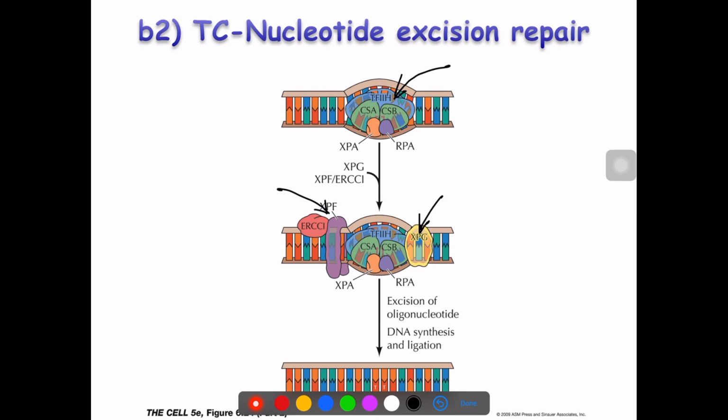and that activity then is going to leave a small nick in the backbone of the DNA that needs to be sealed by the activity of DNA ligase. So it's exactly the same mechanism that we had described previously for global genome nucleotide excision repair. All right, and that's all you need to know about transcription coupled nucleotide excision repair.